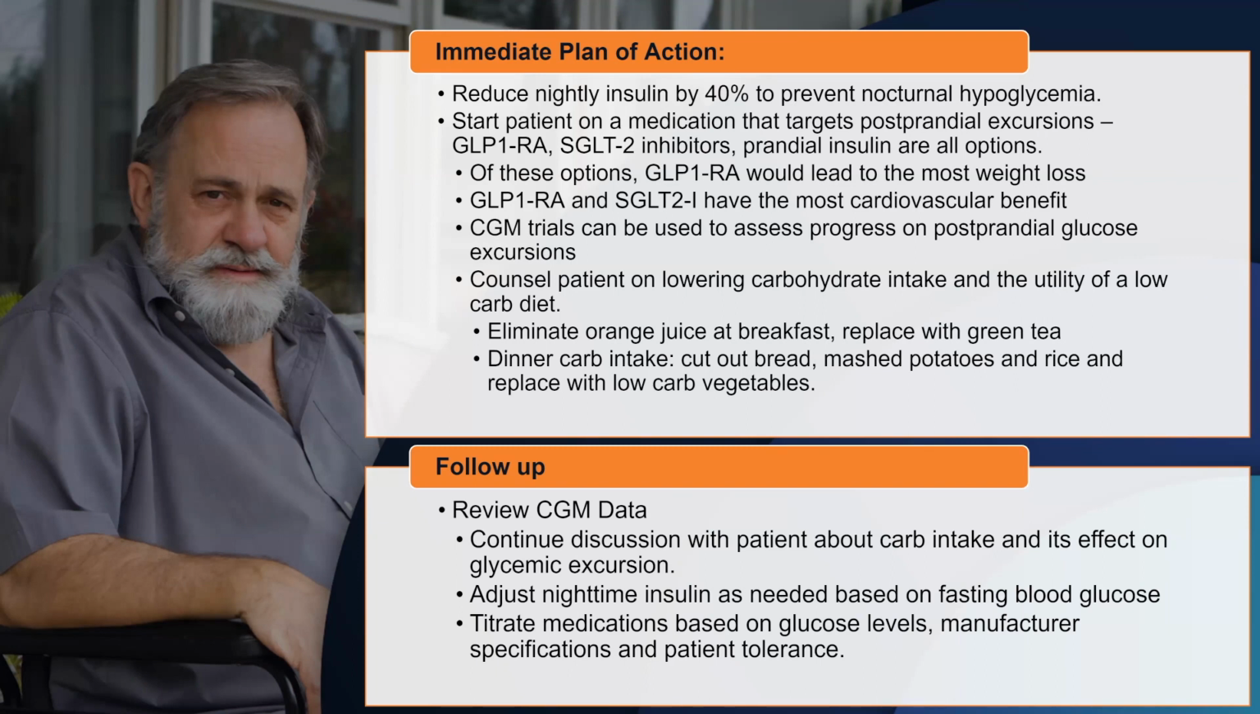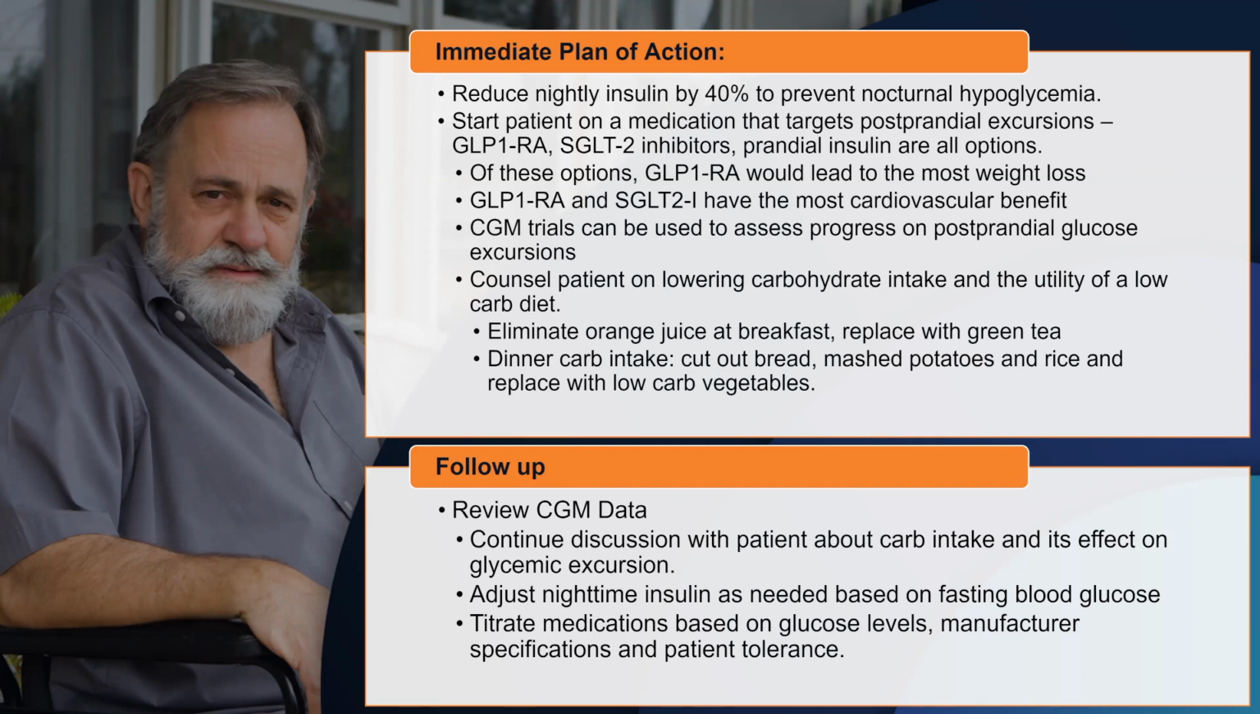For this patient, the GLP-1 receptor agonist would likely lead to the most weight loss. GLP-1 receptor agonists and SGLT2 inhibitors have significant advantages as far as cardiovascular benefit compared to insulin as well. And we can continue to use the CGM to help him assess his progress on getting that postprandial glucose excursion under control.